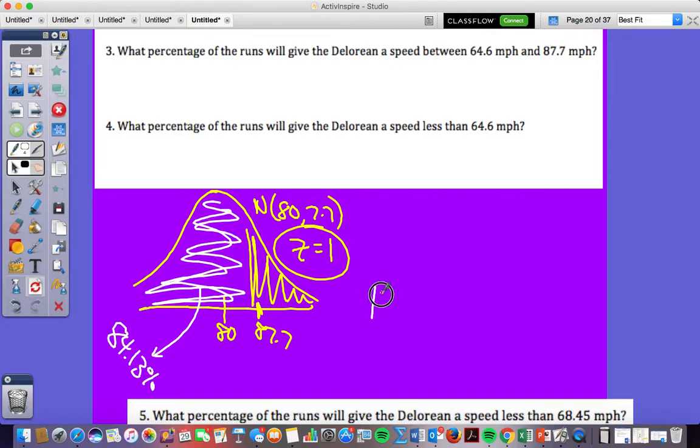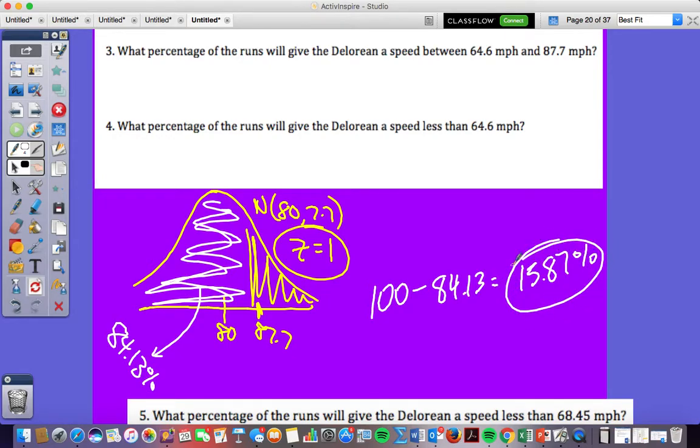So 1 minus, or 100% minus 84.13 produces an area of 15.87. Did I get that right? Percent? I believe that's right. But this would be 15.87%, or 0.1587 of the proportions of those values that are 87.7 or greater. You follow me? So I'm showing you that sometimes, yes, you could use your 68, 95, 99.7, but when you don't get one that's exactly on that, I've got to find the z-score there and then attack it accordingly. You follow me? Okay.